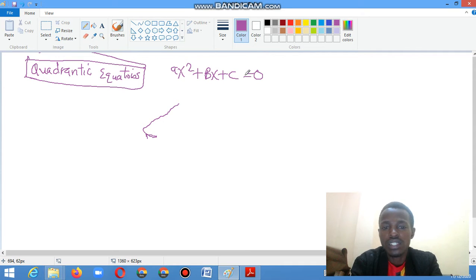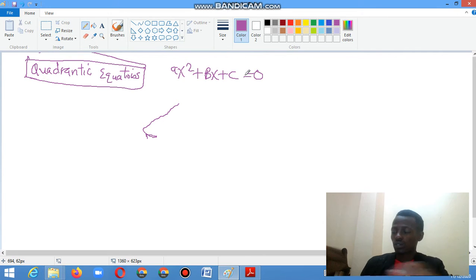One method is factorization, the second method is by using the formula, and lastly we shall also be able to solve quadratic equations by completing squares. Yes, so we are going to see each and everything one by one. So let's begin with factorization. What do you mean by factorization?